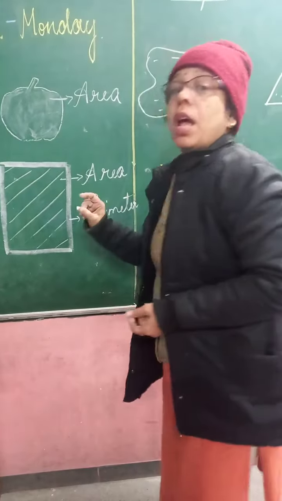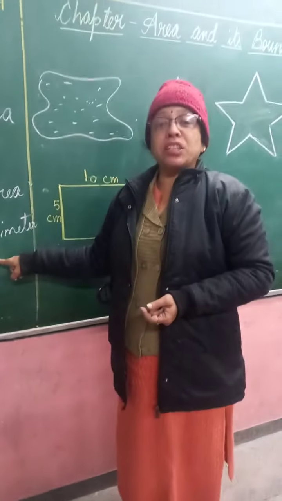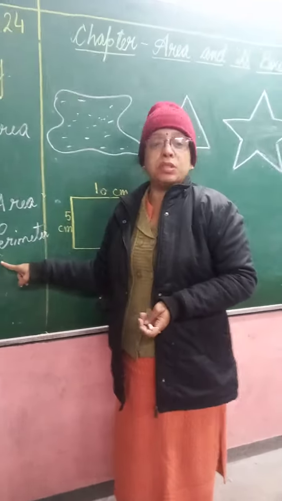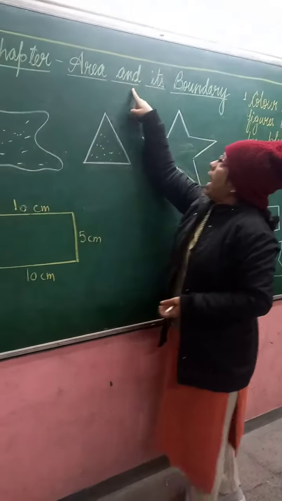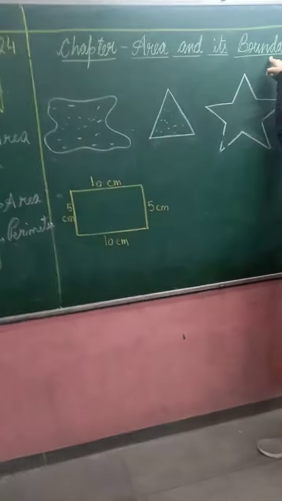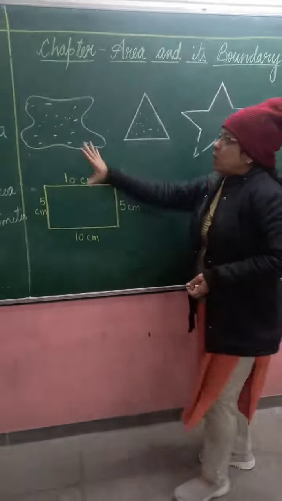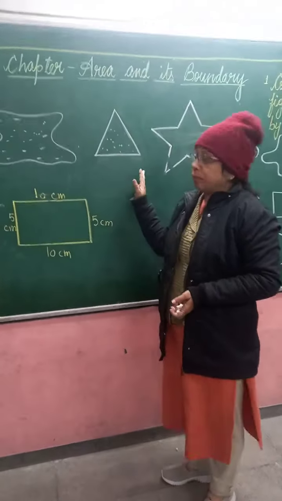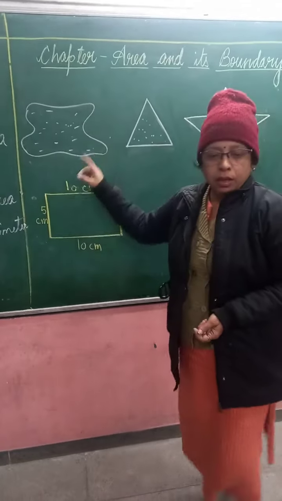So children, this is our topic, the next new chapter that we are going to study: area and its boundary. Now, as you can see some figures on the board, let us start with the first figure.